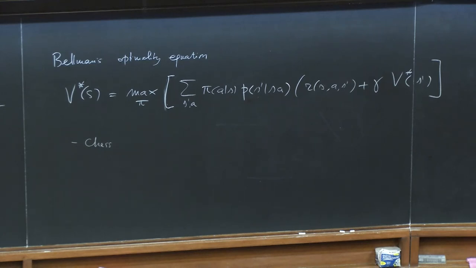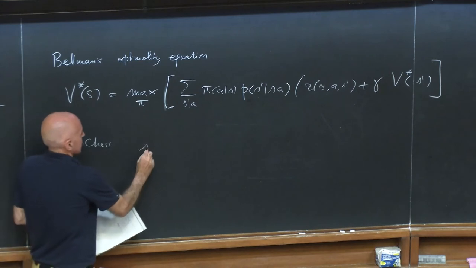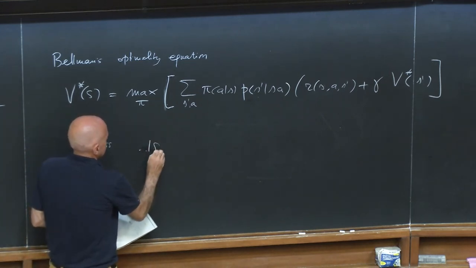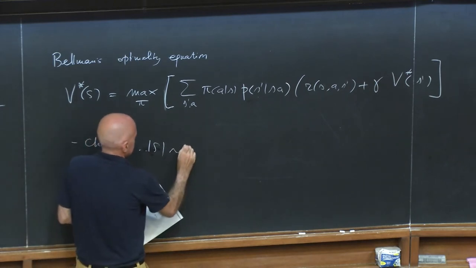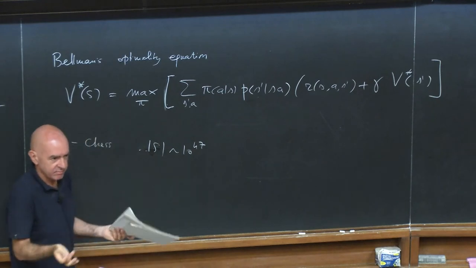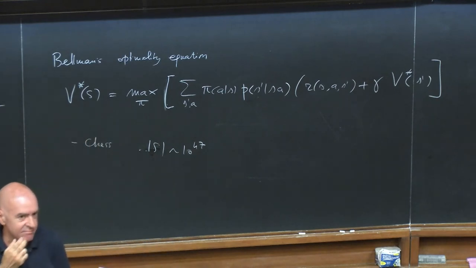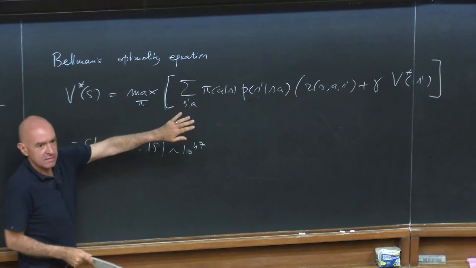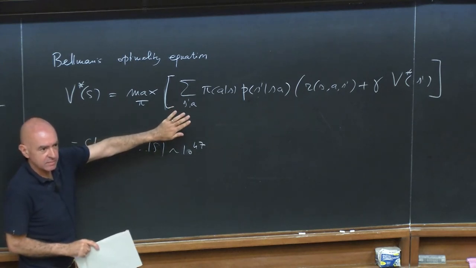Now for chess, the number of legal accessible states is 10 to the 47. Big vector, okay? So in fact, that's absolutely not what computer chess players do.